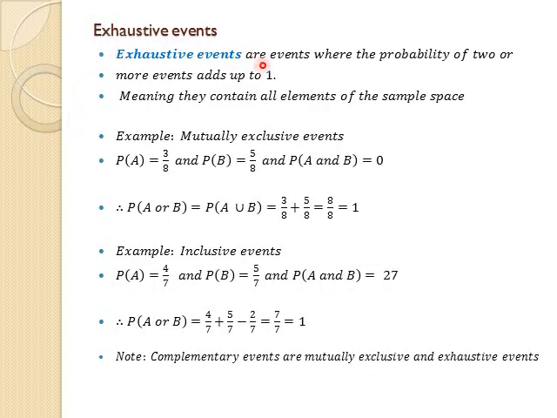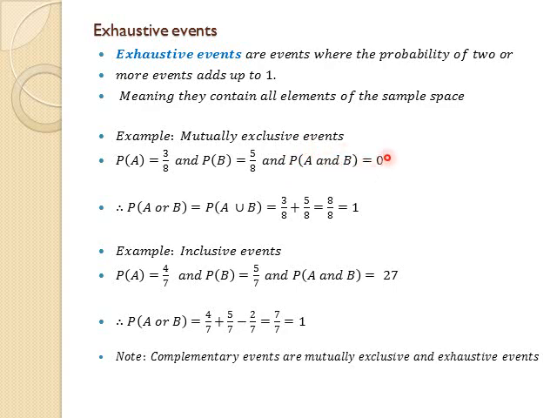Exhaustive events are events where the probabilities of two or more events add up to 1 or 100%. In short, it means they contain all elements in the sample space. So if I look at the example given on mutually exclusive events, the probability of A is given as 3 over 8, the probability of B is given as 5 over 8, and the probability of A and B is equal to 0.